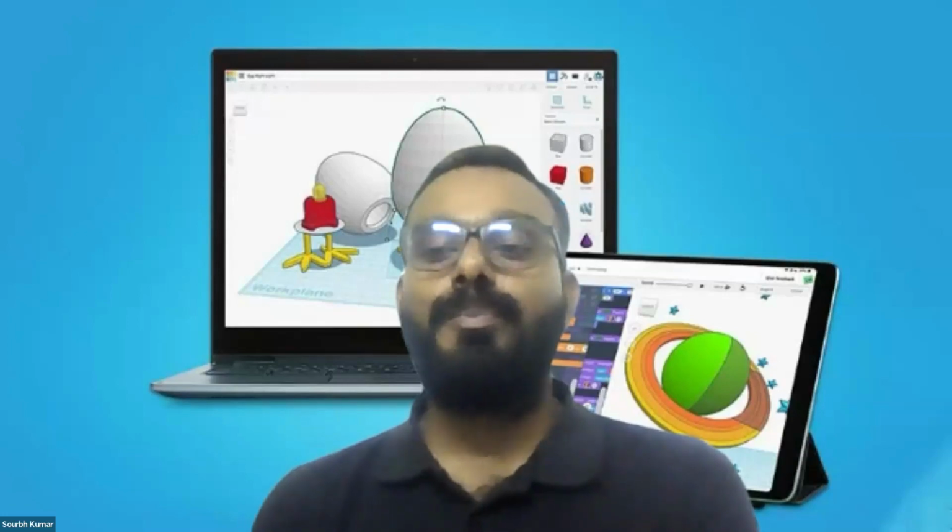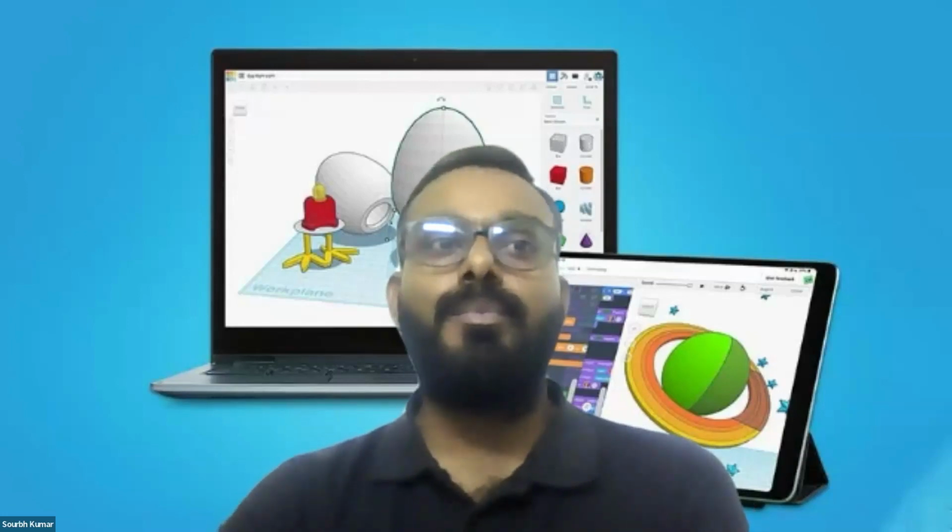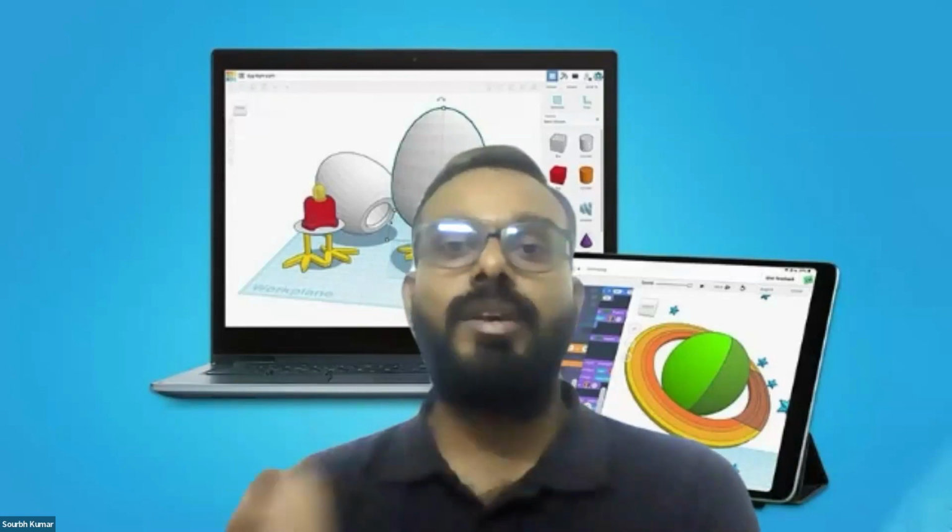Sir, I have a doubt. Yeah, go ahead. How do we connect those ICSP pins to the computer? The ICSP pins should not be connected to the computer. They are used to connect other microcontrollers in between.